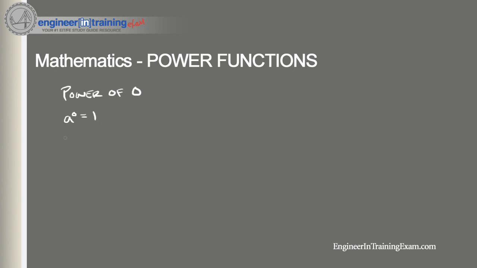Now let's talk about the power of 1 rule. Any base raised to the power of 1 means that base is being multiplied only once by itself. So that means that a raised to the 1 is equal to itself, a. It's only multiplied once. But what about negative numbers? How do we deal with negative exponents?